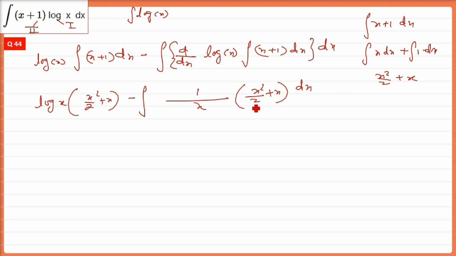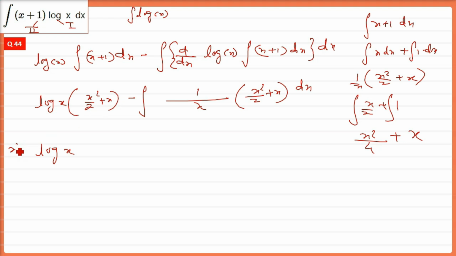Now if you multiply this 1 by x with x square by 2 plus x, what are you going to get? It will be x by 2 plus 1, and let's integrate it now. x square by 2 gives x square by 4, plus x. Now just write it here. There is no other catch here. This question is very straightforward. x square by 2 plus x I am writing in front, then we have log x minus, and just subtract these: minus x square by 4 minus x plus the constant of integration. This is your final answer.